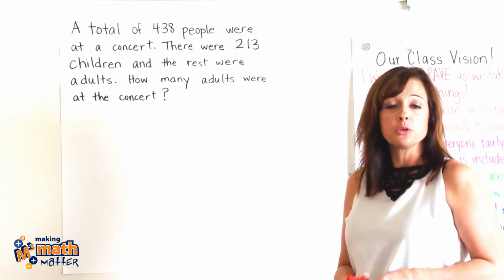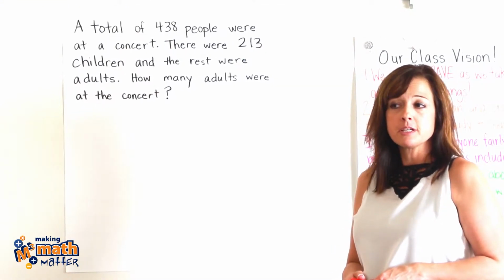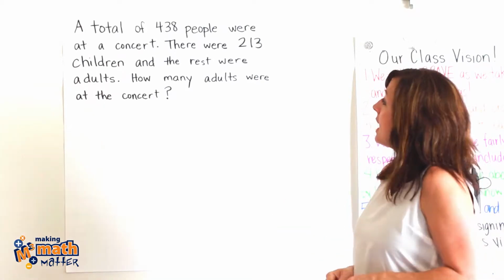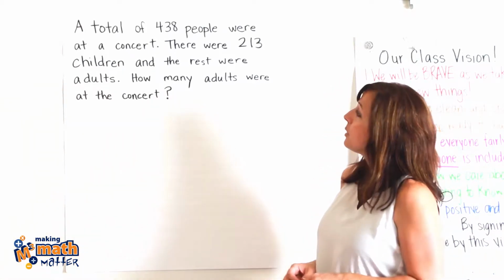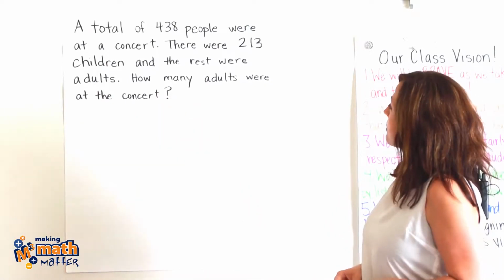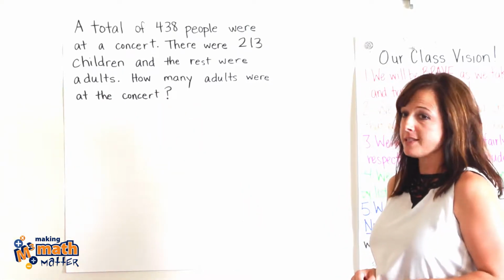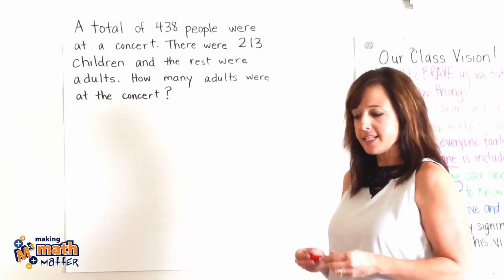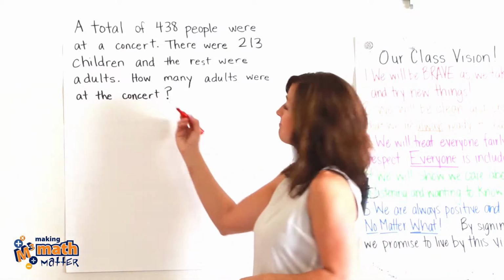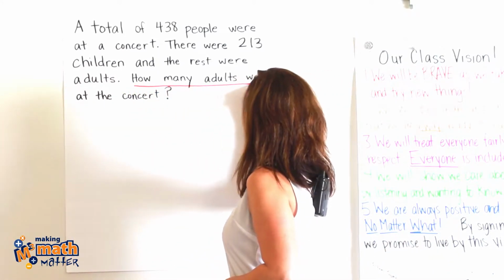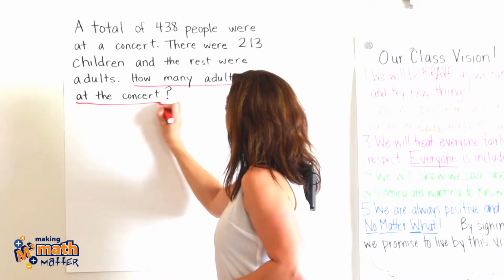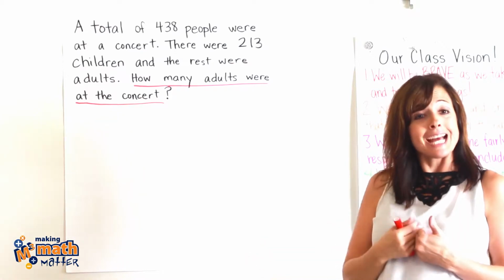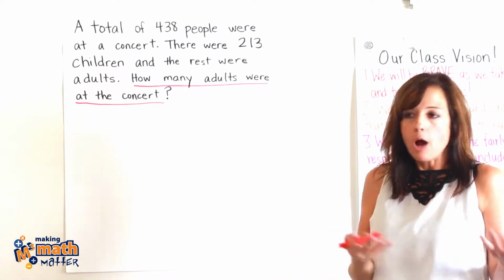Today we are going to use our model drawing steps to solve this problem. So we're going to start with step 1. A total of 438 people were at a concert. There were 213 children and the rest were adults. How many adults were at the concert? Go ahead and take your pencil and underline the question. Question mark is our big clue. How many adults were at the concert? So when we're done, we're going to know how many adults.